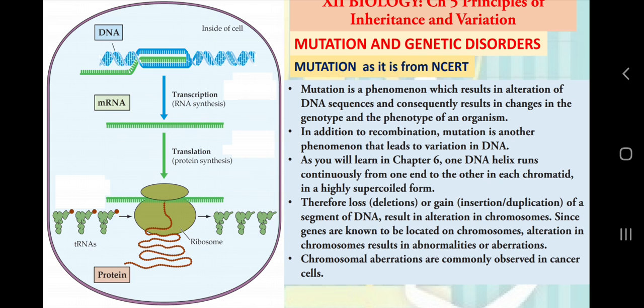Now, therefore, loss or deletion or gain or insertion or duplication of a segment of DNA results in alteration of chromosomes. Since genes are known to be located on chromosomes, alteration in chromosomes results in abnormalities or aberrations. See, here you keep in mind that any change in DNA is called mutation, that is going to ultimately change the structure and function of proteins.